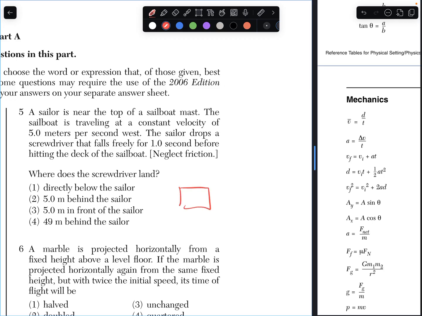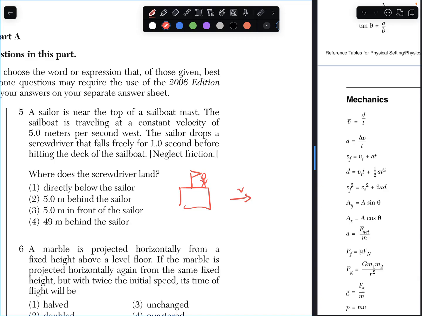If the whole entire boat is traveling at a constant velocity, everything on the boat is going to have that velocity. So if you're standing on the boat, you're also going to have that velocity. So the sailor is going to have that constant velocity, and so is the screwdriver. When you drop it, the screwdriver is still going to have that horizontal velocity.